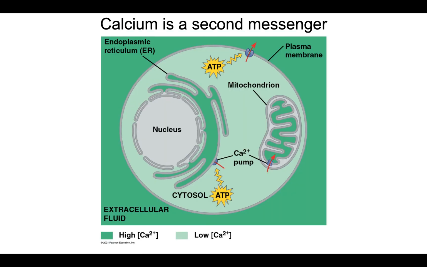Calcium is another example of a second messenger. And it turns out that when you look at a cell, there are calcium pumps that work very specifically to reduce the concentration of calcium ions in the cytoplasm and increase their concentrations within the endoplasmic reticulum and the mitochondria. So you've got these calcium gradients that exist within the cell, and that can be taken advantage of using those ion-gated channels that we saw before.